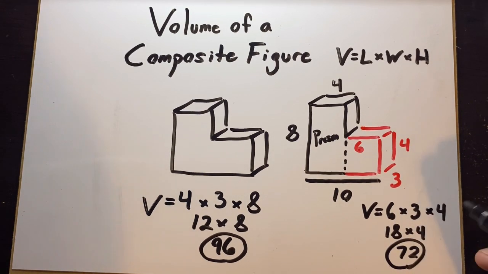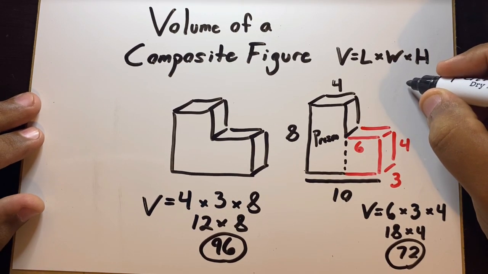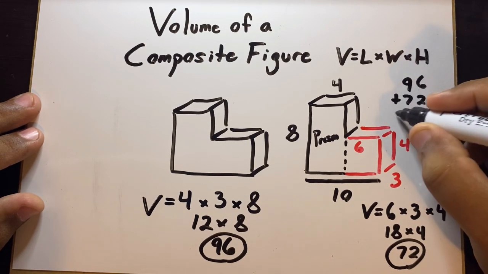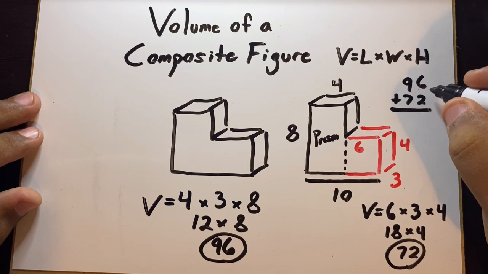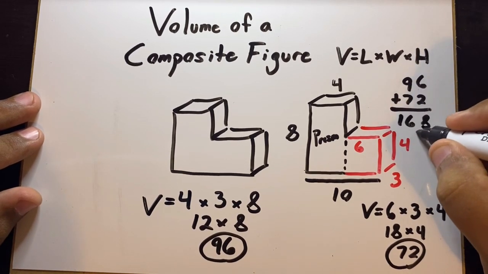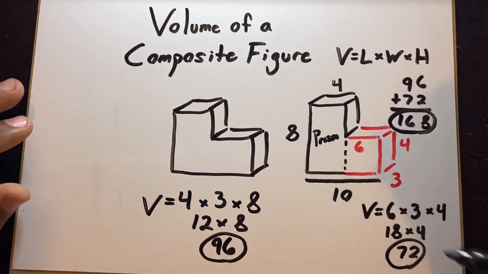Good. So now that we have the volume of the prism and the volume of the cube, now we're just going to add them together. So we're going to do it over here, 96 plus 72. And then you just add normally. 6 plus 2 is 8. And then 9 plus 7 is 16. This is the total volume of the composite shape.